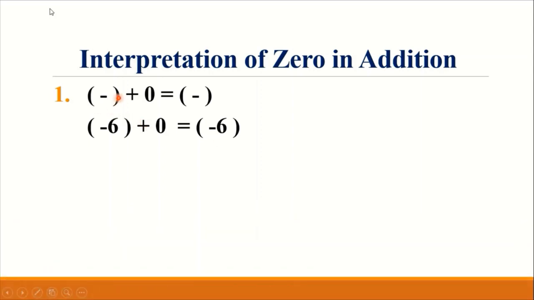When 0 is added to any negative number, answer will be always negative. For example, minus 6 plus 0 is equals to minus 6.